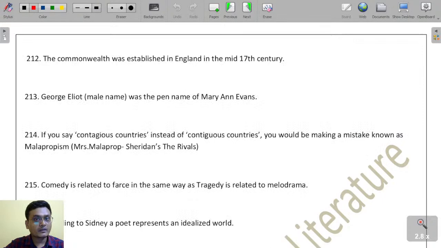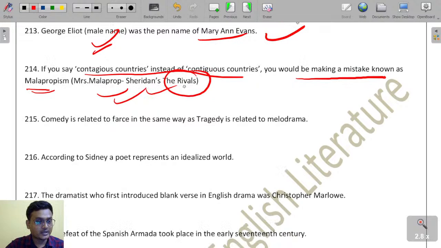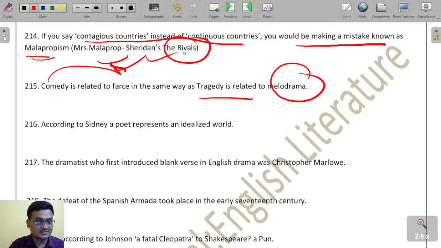The Commonwealth was established in England in the mid 17th century. Here, George Eliot is the pen name, and the real name is Marian Evans. If you say contiguous countries instead of contiguous countries, you are making a mistake known as malapropism, that was popularized in Sheridan's The Rivals, Mrs. Malaprop. Okay. Comedy is related to farce in the same way as tragedy is related to melodrama. Comedy is related to farce, whereas tragedy is related to melodrama.